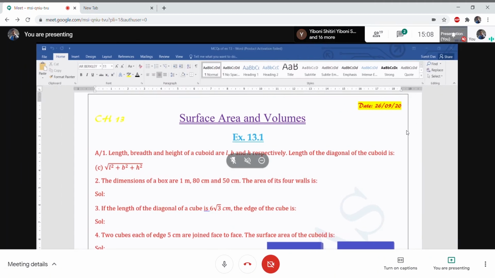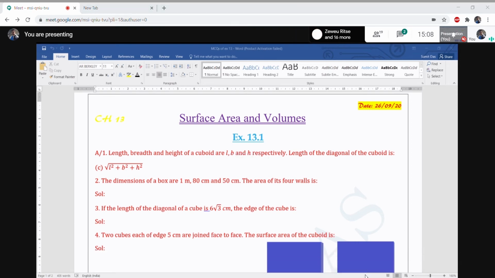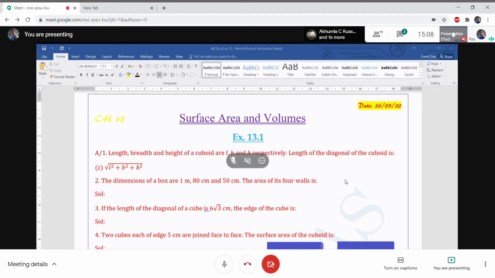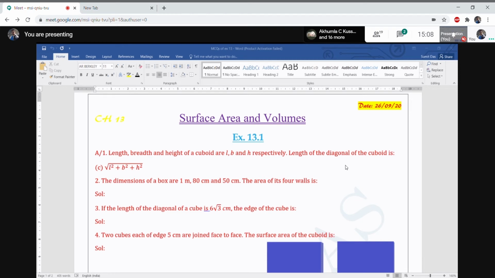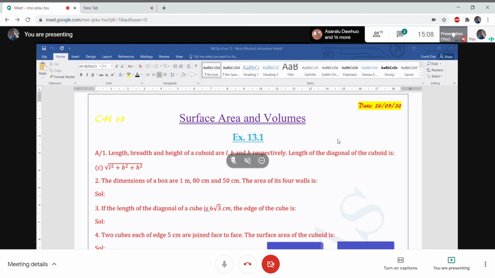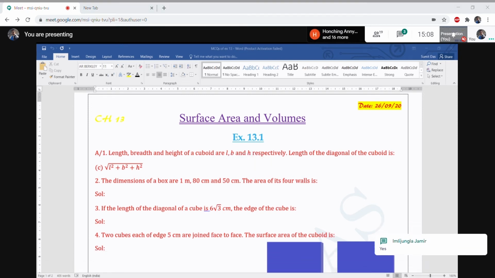Okay, you can see MCQ, that is 13.1, page number 228 if you have the book. I hope it is visible, right? Everyone can see this page now. Surface area volume MCQ page, you can see now. Anyone please reply, can you see this page? Okay, fine.